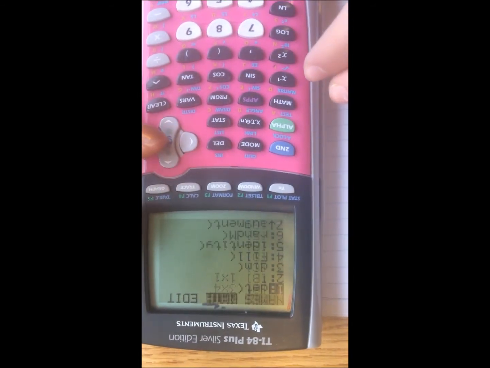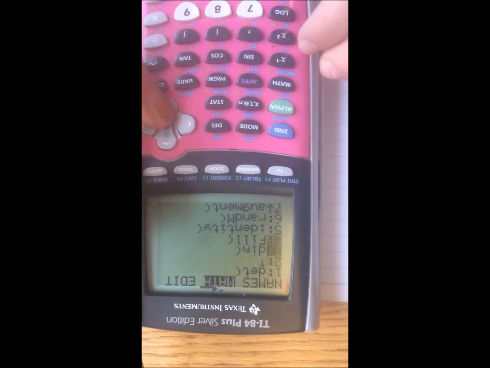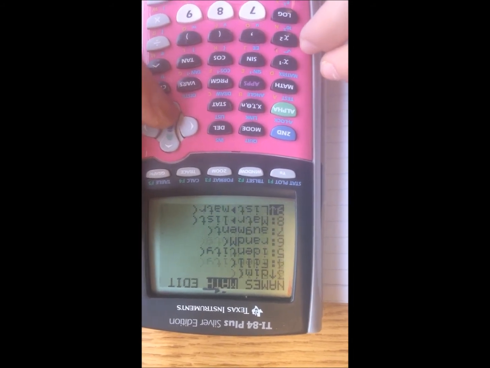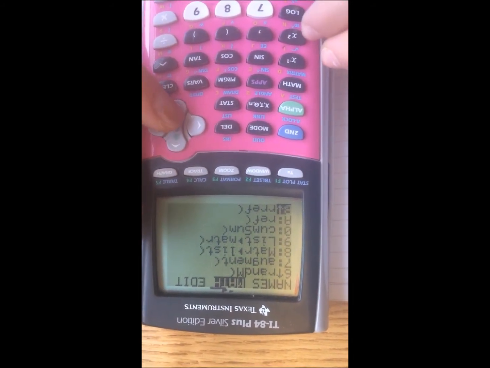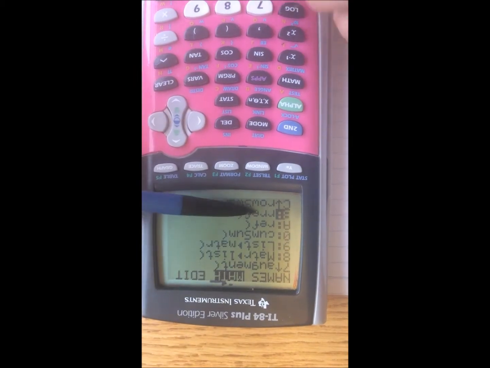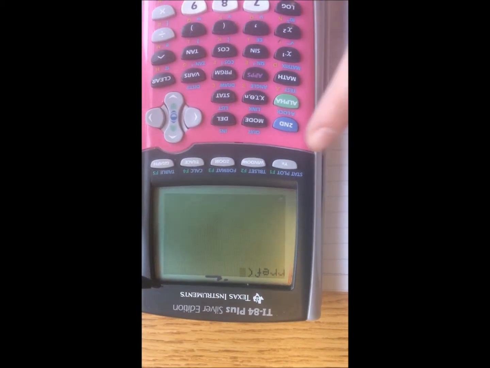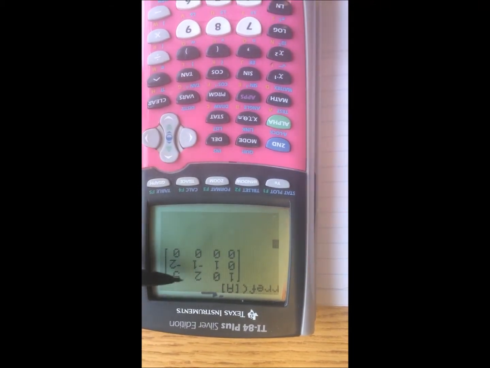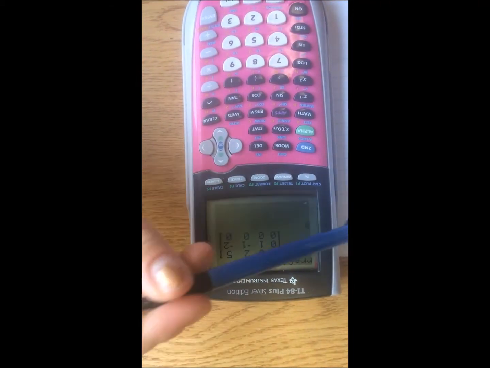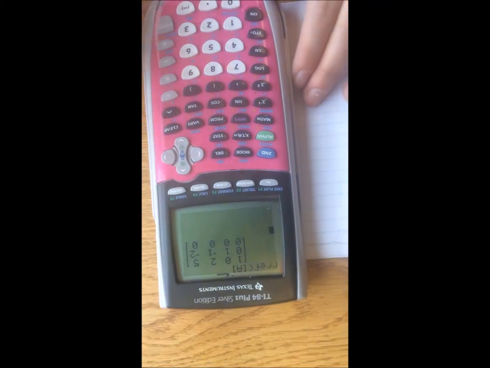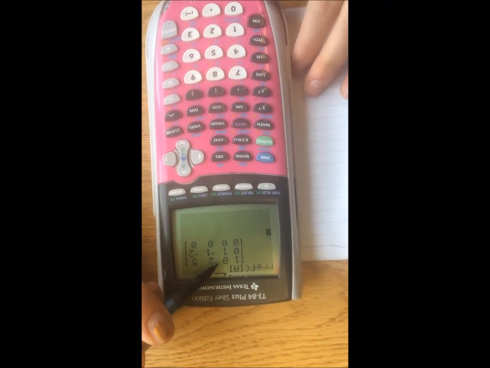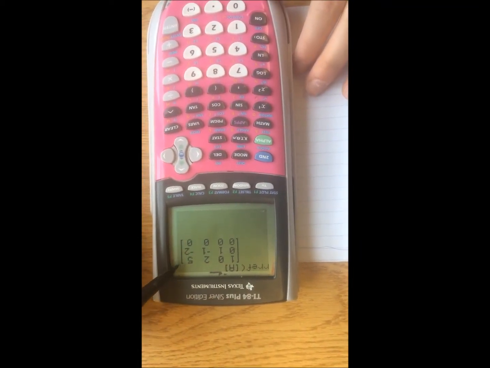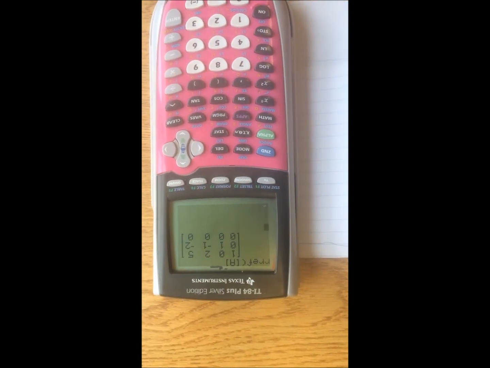And okay, to get the answer, you go to the matrix, then you go to math, then you go down to number B, which is that one, and you push that, and then you go back to the matrix, and you get A. Now that you have these, you can make your equations on the side, like x plus 0 plus 2z equals 5. It just makes the process easier.